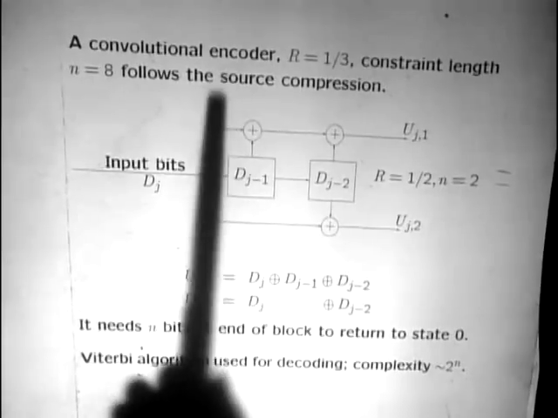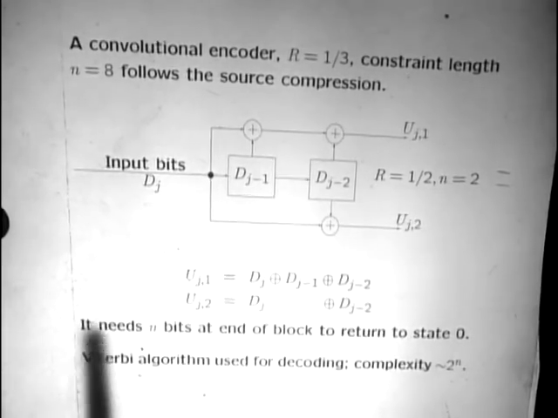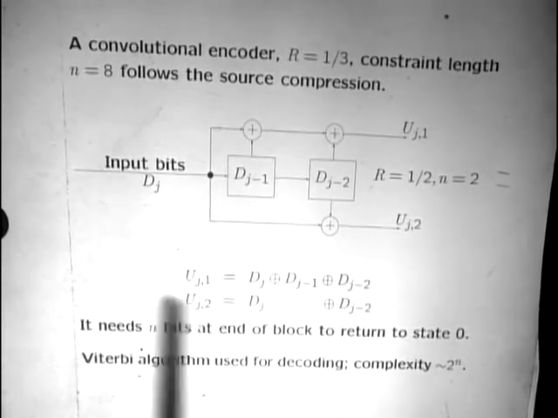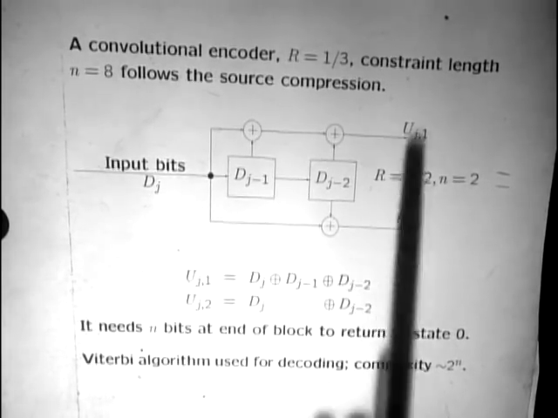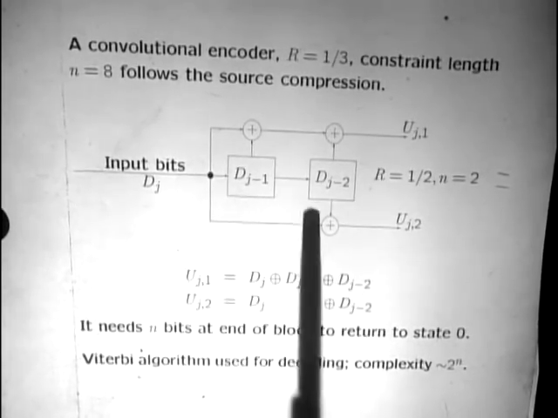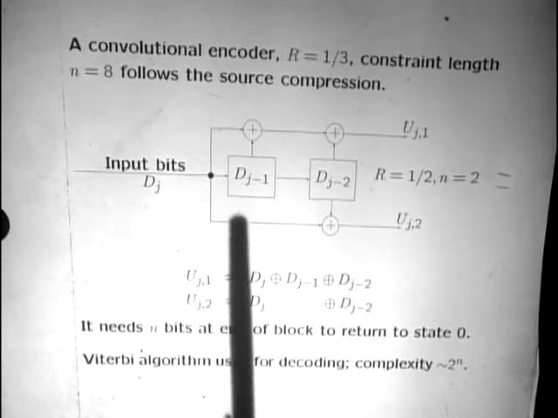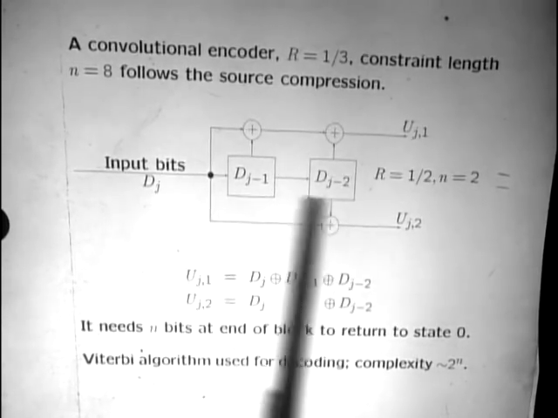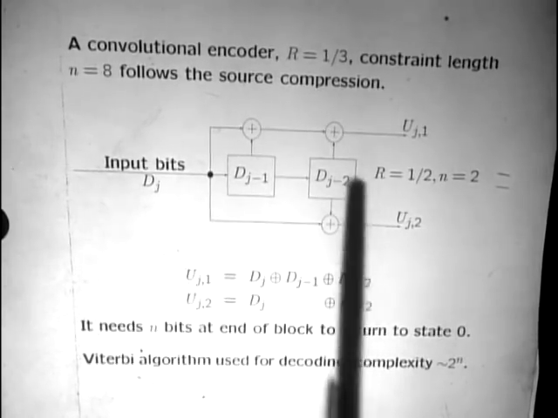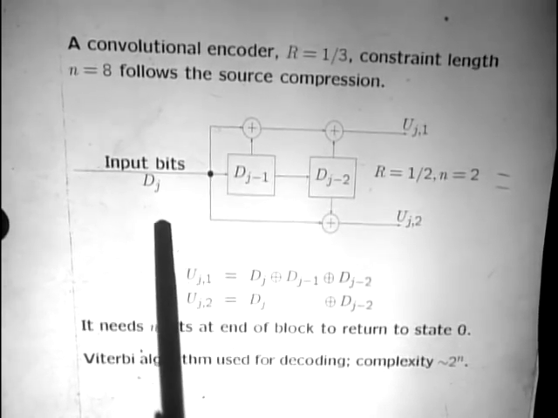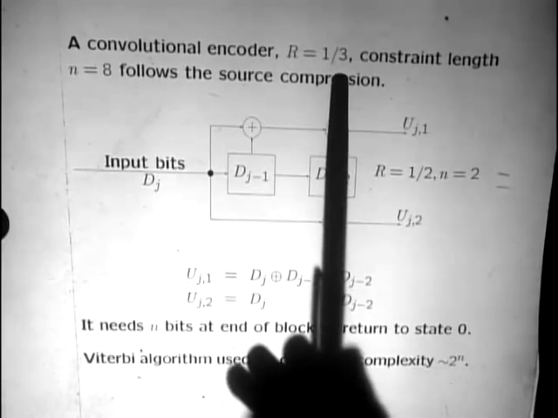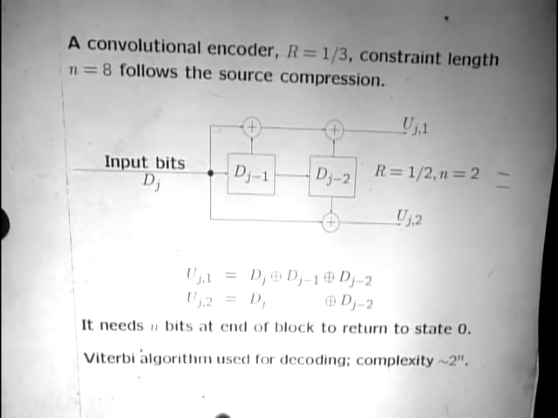In this convolutional encoder, which is used in IS-95, the constraint length is 8 instead of 2. In other words, you have 8 of these memory devices here. And the rate is 1/3 instead of 1/2. Here you have 2 bits coming out for each bit going in. There you have 3 bits coming out for each bit going in. But it's the same principle.